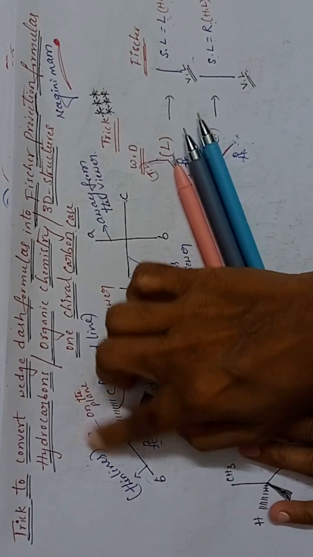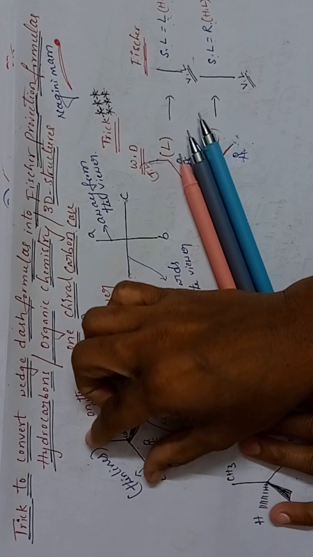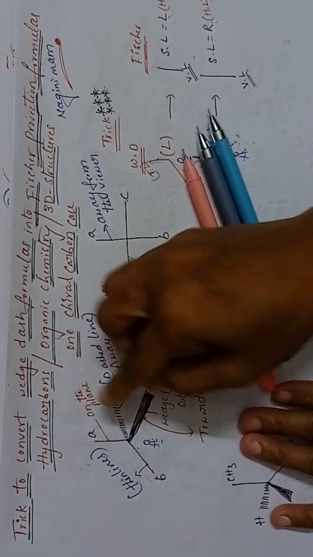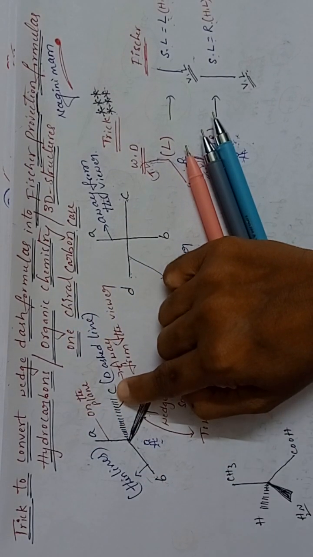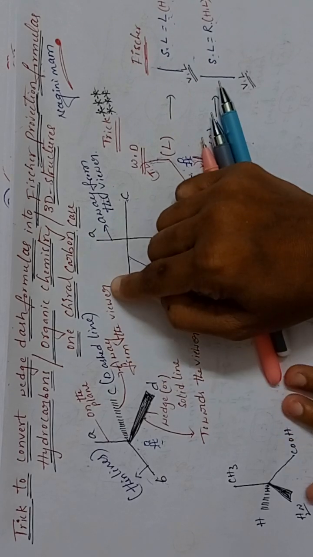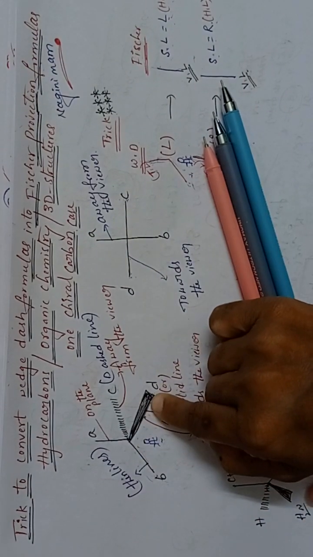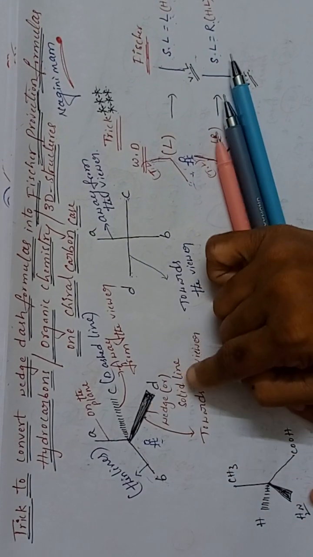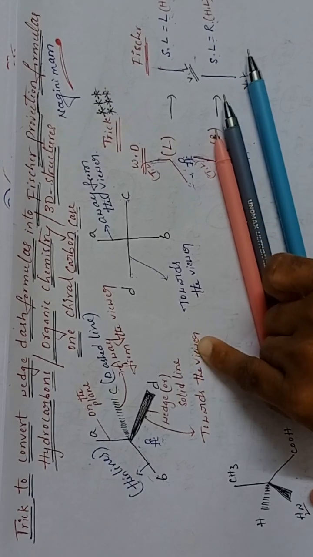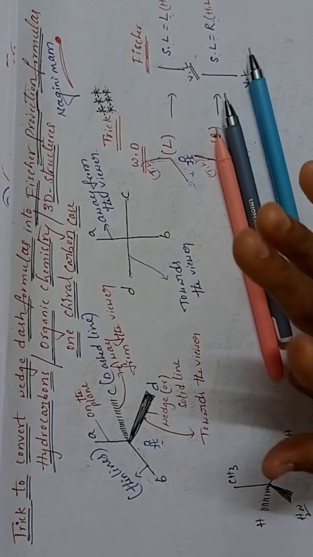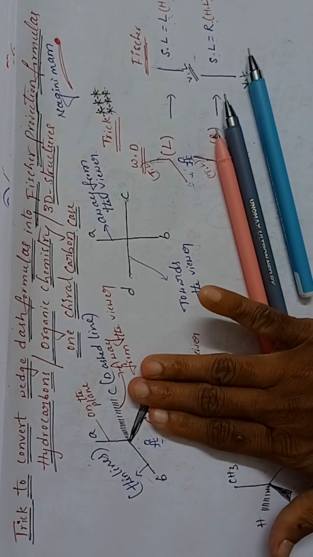Clear? In the Wedge-Dash formula, students, these two are thin lines. They are on the plane. This is the dashed line. The dashed line indicates away from the viewer. This is a wedge line or solid line. It is towards the viewer, students. Clear? So this is the Wedge-Dash formula.